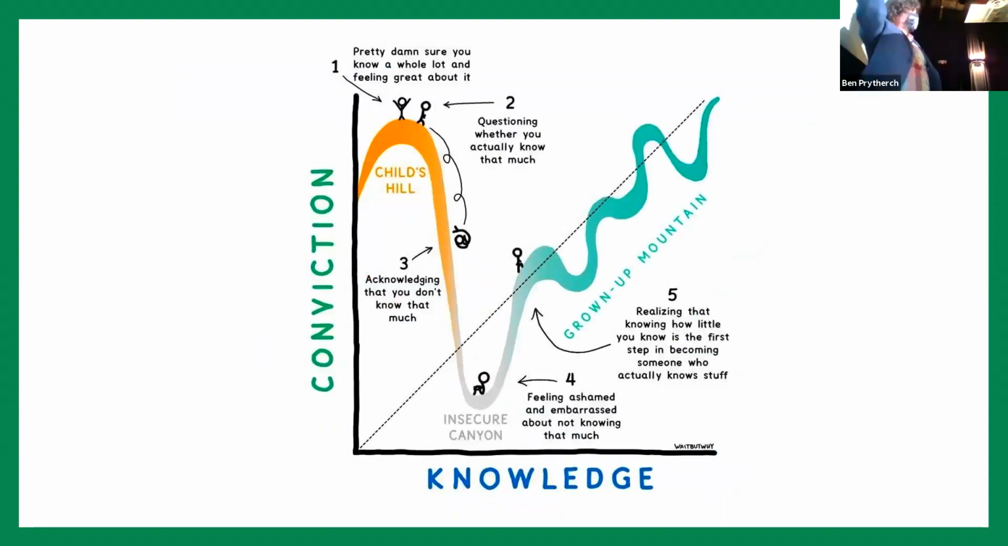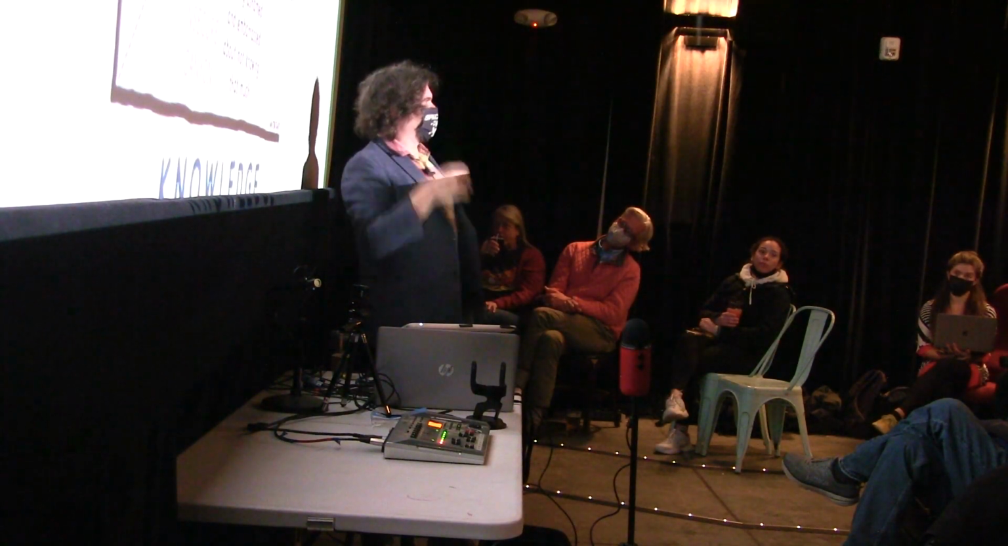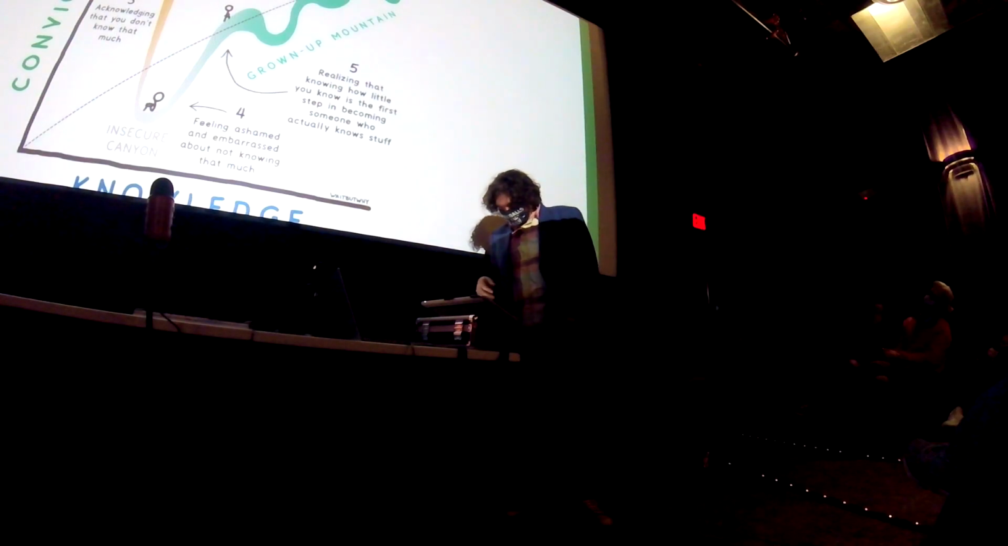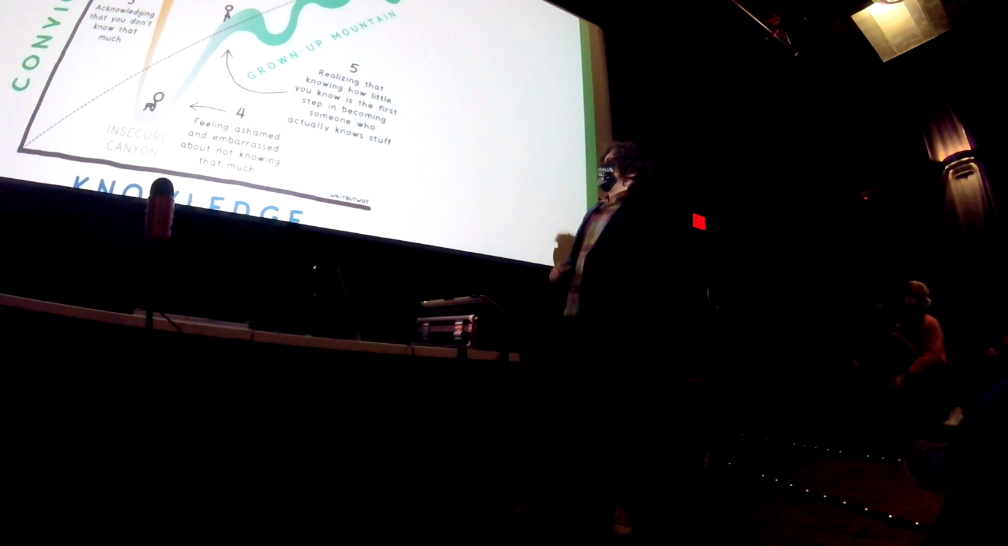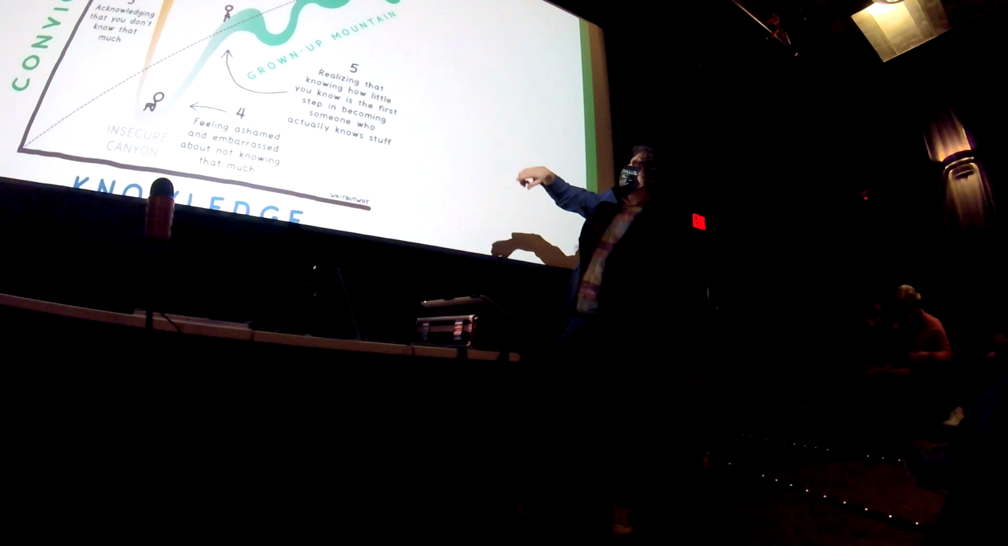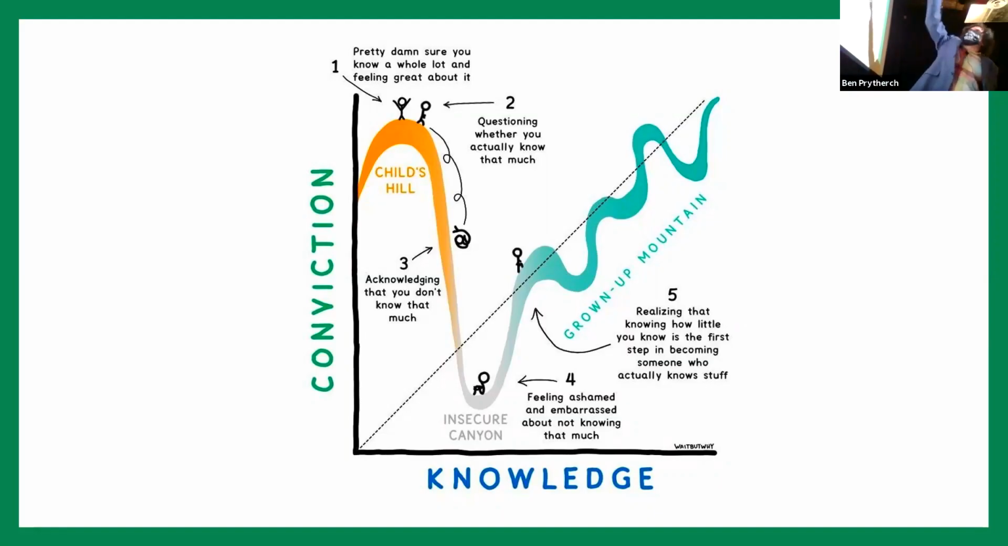So we've got conviction and then knowledge at the bottom. And we start off pretty damn sure you know a whole lot and feeling great about it. And this is called the child's hill. And then questioning whether you know that much, acknowledging that you don't know much. Then you fall into the insecure canyon at the bottom, and you feel ashamed and embarrassed that you don't know much. And then you go up the grown-up mountain, which has some local maxima, and then falls down, and then kind of goes up and down. Realizing that knowing how little you know is the first step in becoming someone who actually knows stuff.